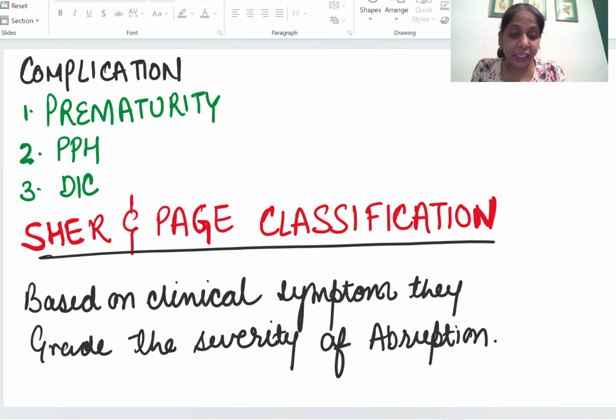Now, what are the complications? As I already told you, you have to terminate the pregnancy whenever you diagnose it. In most cases of abruptio placenta the fetus is premature, so prematurity is the most common complication. As there is blood in the myometrium, the uterus does not contract effectively and there is PPH. The third complication is DIC. If someone asks you what is the most common cause of DIC in obstetrics, it is abruptio placenta, and this was your FMG question.